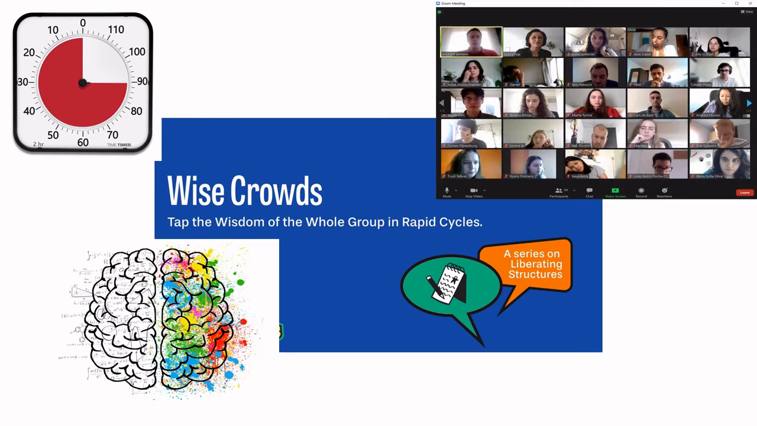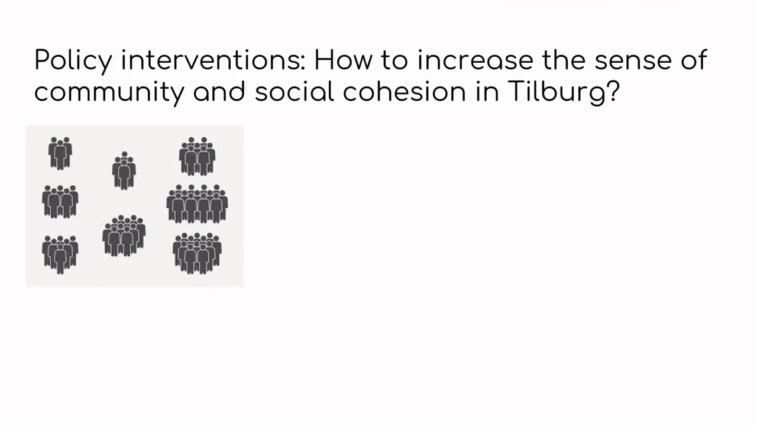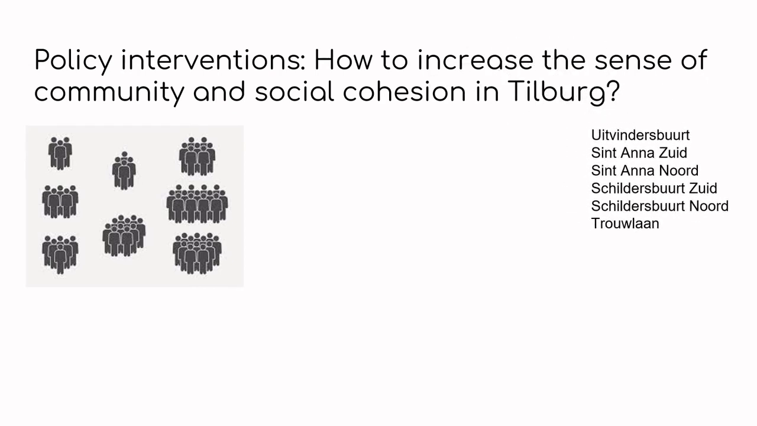After the exercise in collaborative creative thinking, groups were formed in which we were going to make a policy intervention aimed at increasing the sense of community and social cohesion in several neighborhoods in Tilburg. These are de Uitvindersbuurt, Sint-Anna Zuid, Sint-Anna Noord, Schildersbuurt Zuid, Schildersbuurt Noord, and Trouwlaan.